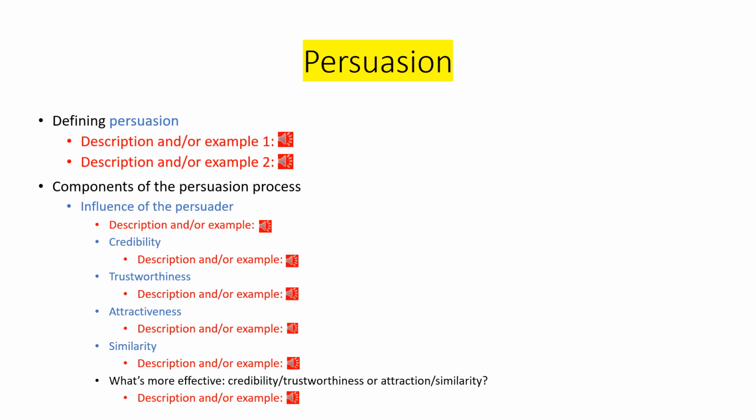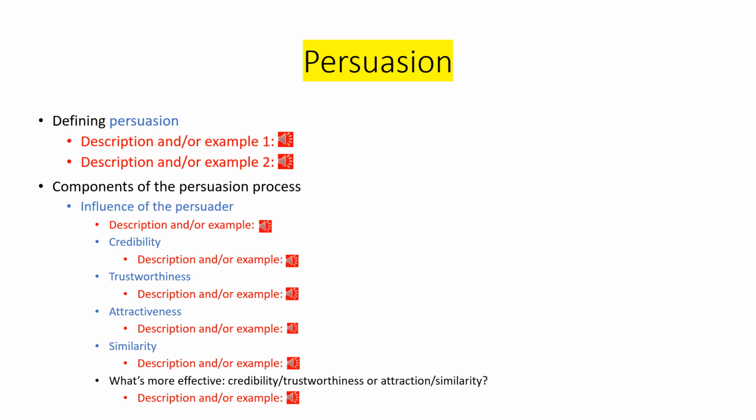We'll take a look at several important components of the persuasion process. Specifically, we'll look at the influence of the persuader. We'll then examine the message itself, what's being said. We'll then turn our attention to the audience, the people actually being persuaded. And finally, we'll talk about resisting persuasion and a theory known as psychological reactance.